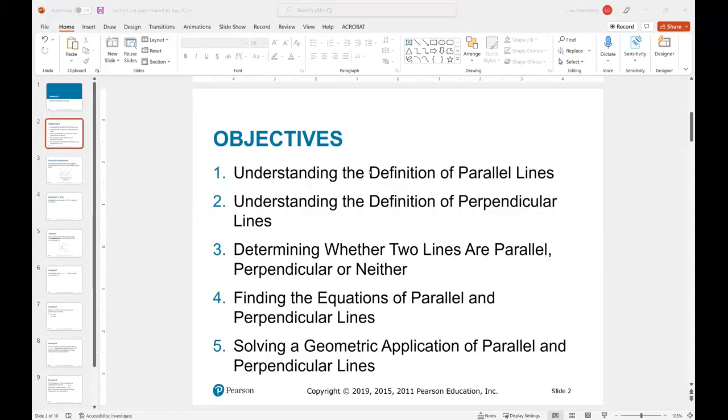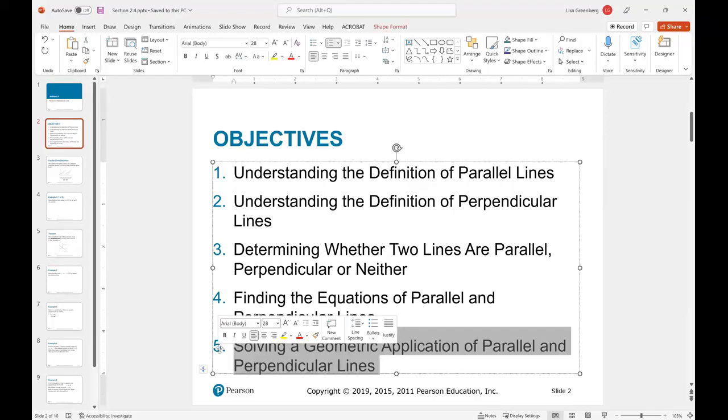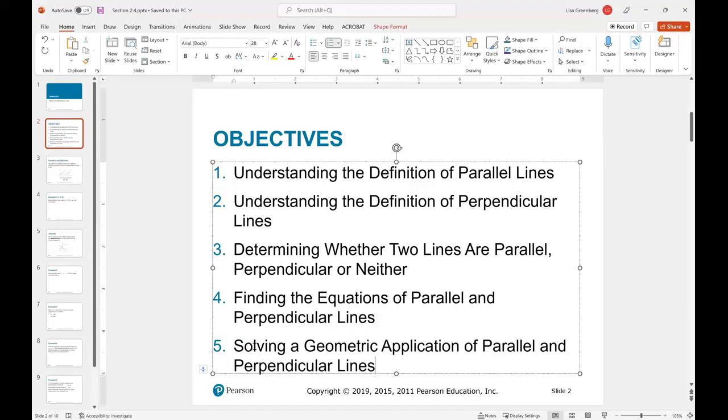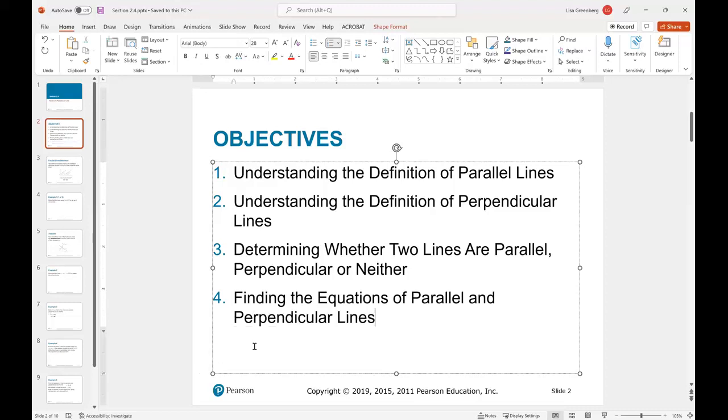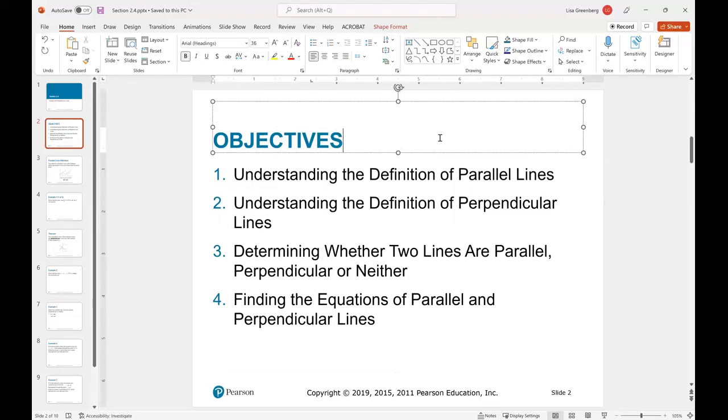So we want to first make sure that we understand what a parallel line and what a perpendicular line is, and then we want to determine whether two lines are parallel, perpendicular, or neither. And then, of course, the next thing we want to do is be able to find the equations of those lines. We will not be doing the last thing. We will not be solving number 5. So let me just get rid of that. And that is what we will be doing.